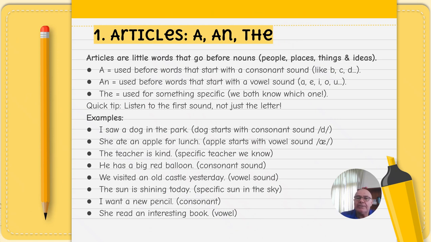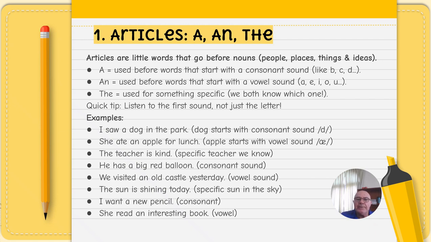Okay, now let's start. Articles are little words that go before nouns, people, places, things, and ideas. A is used before words that start with a consonant sound, like B, C, D, and so on. An is used before words that start with a vowel, A, E, I, O, U. The is used for something specific. We both know which one. Quick tip, listen to the first sound, not just the letter.